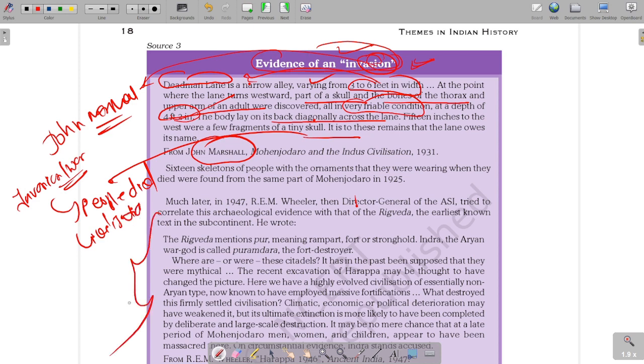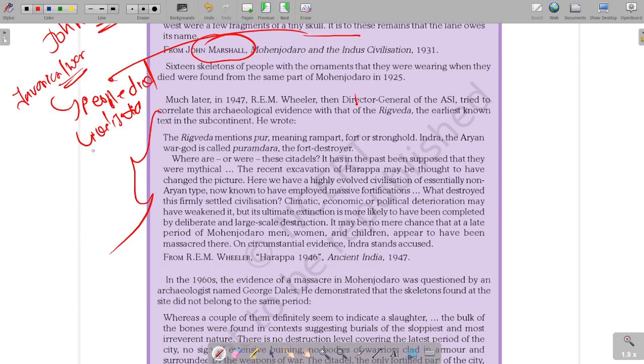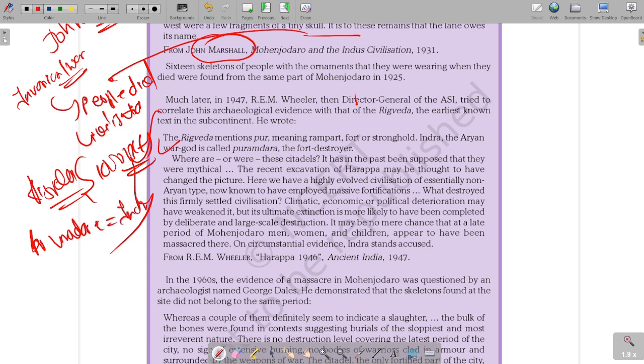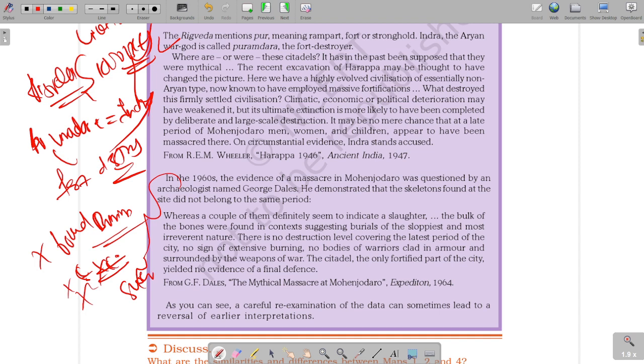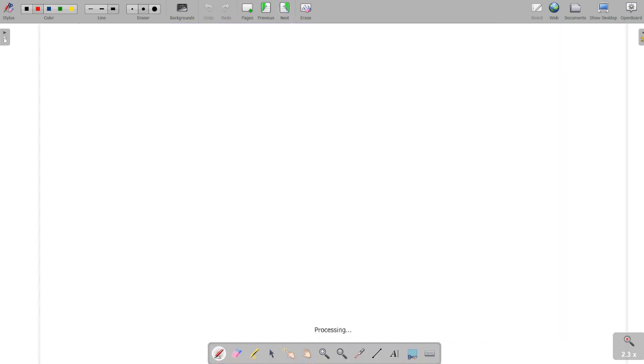Some say that the Rigvedic god of war, which was later written during 1000 BCE, Purandar, which is a form of Indra, was the fort destroyer. But some say there was no invasion, as we don't find burning, excessive destruction, or swords or defense, etc. So these are the projected things, but are disputed at the same time.